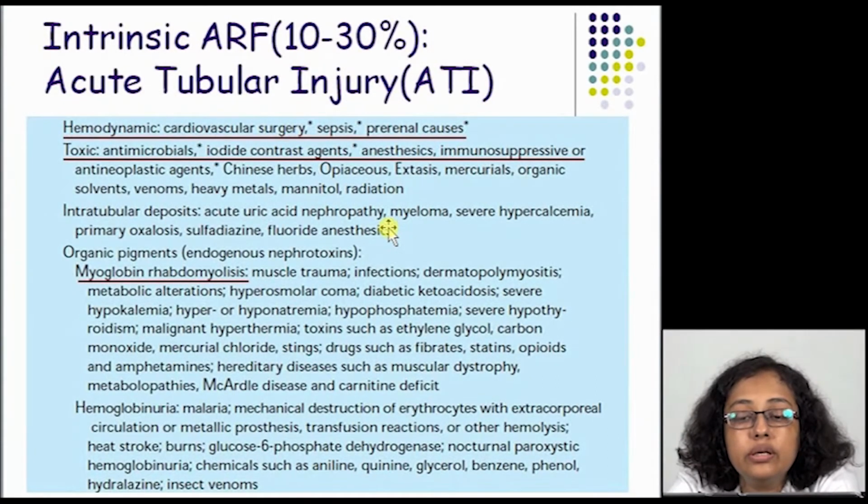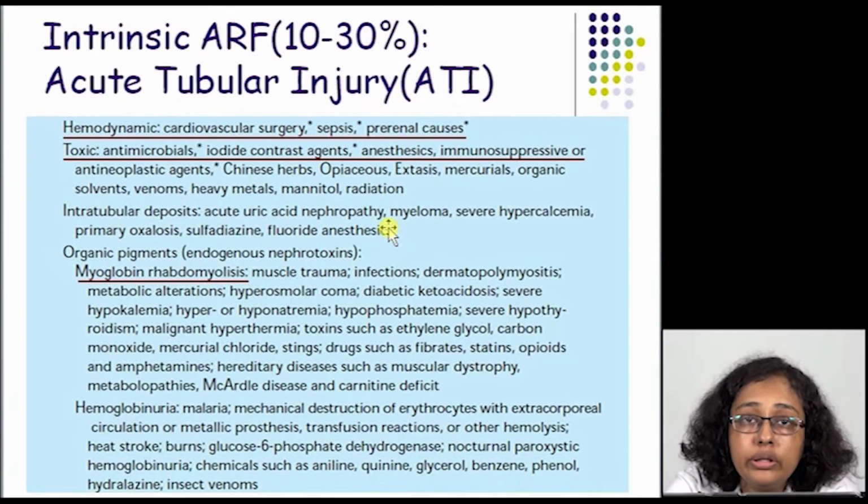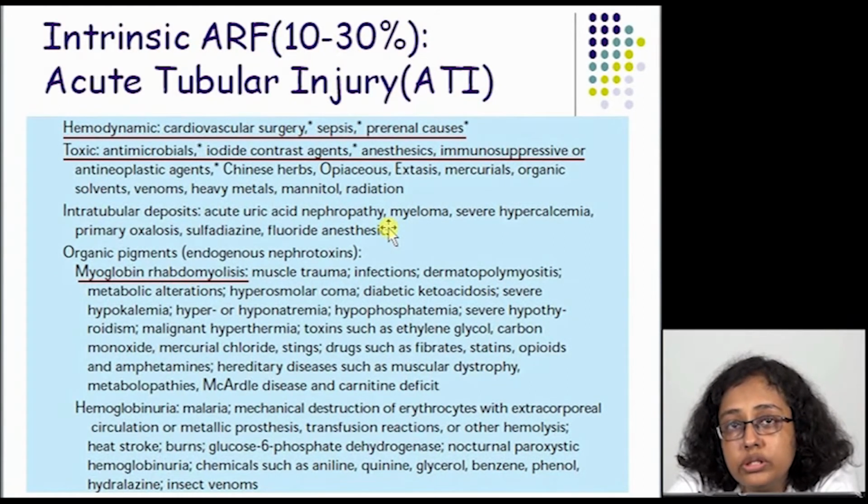Next, we come to intrinsic acute renal failure, where there is actual injury to the kidney tissue, which is seen in 10 to 30% of cases of acute renal failure. The commonest among them is acute tubular injury, where the renal tubules are injured, and we have to understand that any pre-renal cause which is decreasing the blood supply to the kidneys, if not intervened at a proper time, if it is prolonged, causes tubular injury. So, all the causes which cause pre-renal acute renal failure can actually cause acute tubular injury as well. It is a continuous spectrum if not intervened at the appropriate time.